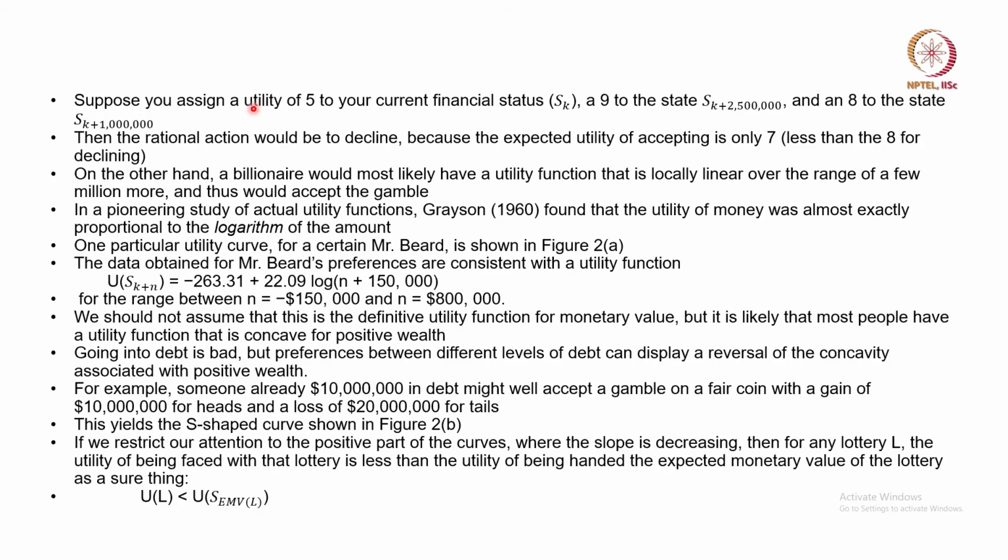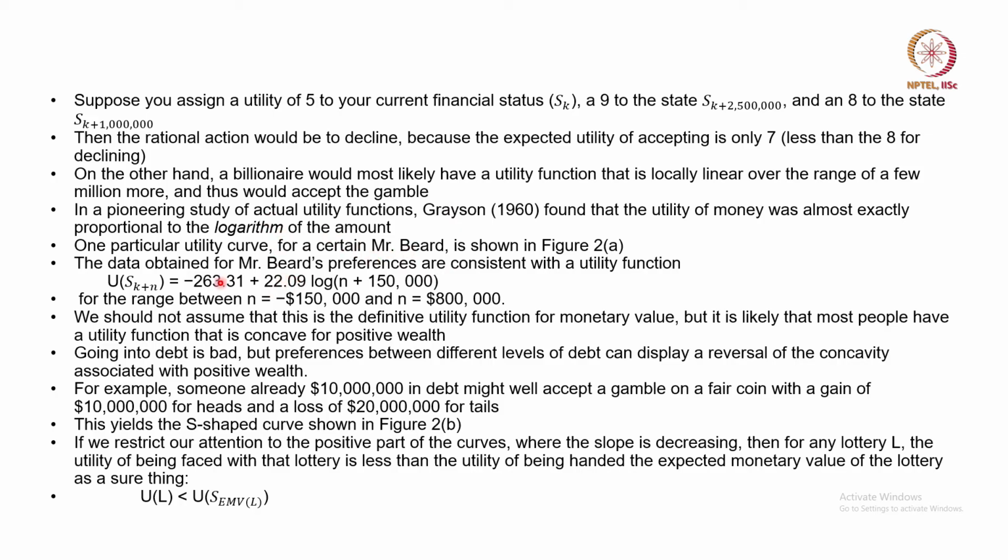The utility that you assign to your current financial status, suppose you say 5, a 9 to this one and an 8 to this particular state, then the rational action would be to decline, because the expected utility of accepting is only 7. But it depends. If it is a billionaire who already has a lot of money, he may want to go in for the gamble. So we can't say what you mean by rationality. Many people have different ways of saying what rationality is.